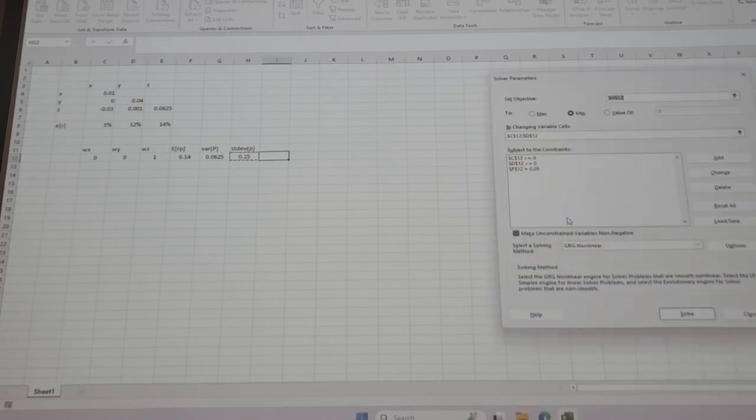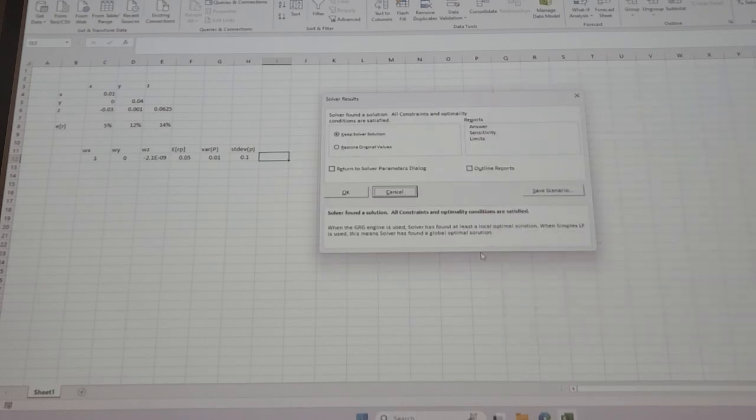And what is the range of returns? Well, the smallest is 5, the highest is 14. So let's go with 5%, so 0.05. Make unconstrained variables non-negative. Yeah, this is good enough. And I think this is going to get an error. No. So what weights did it pick?